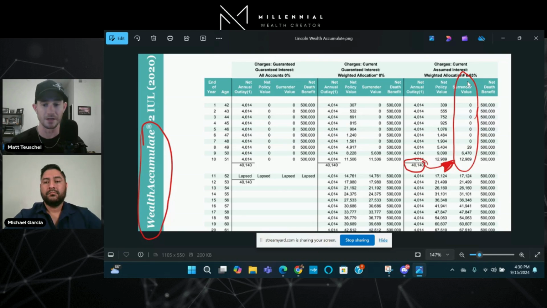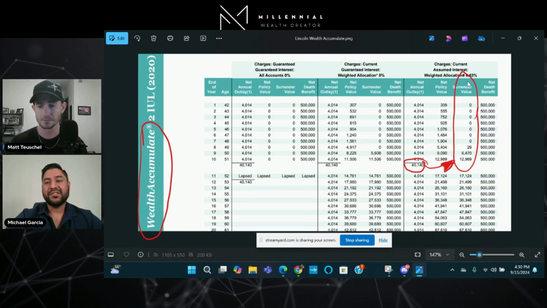They can change so many different things in the policy. You might start with a really nice, good-looking cap rate. Is it going to stay there? I don't know. Maybe it does for some companies. I don't think we're saying every company does this, but it's definitely possible.